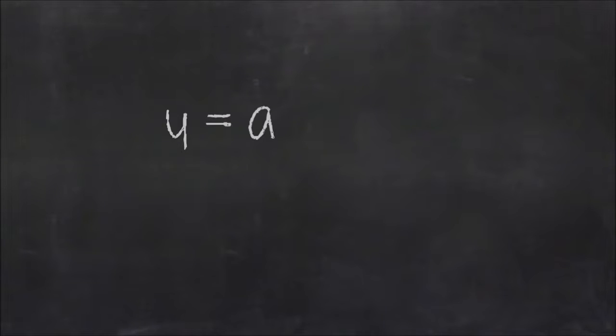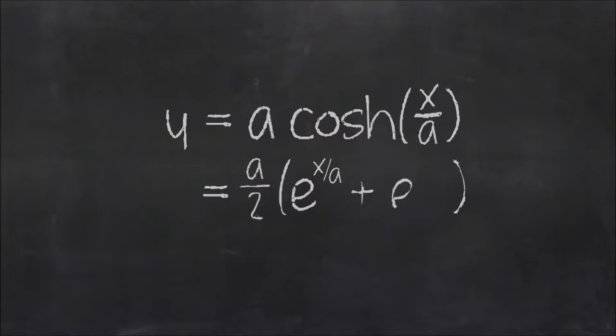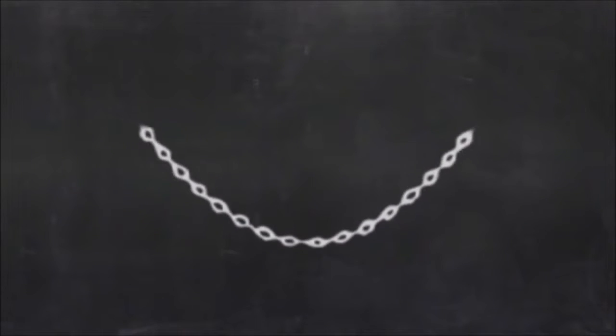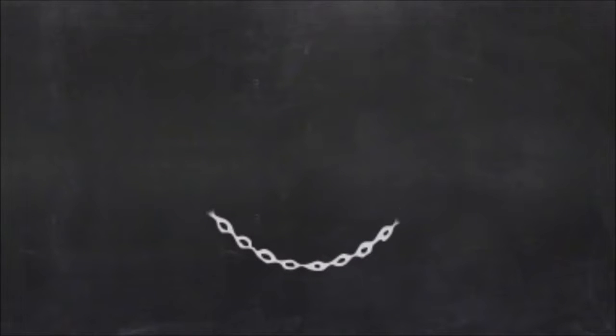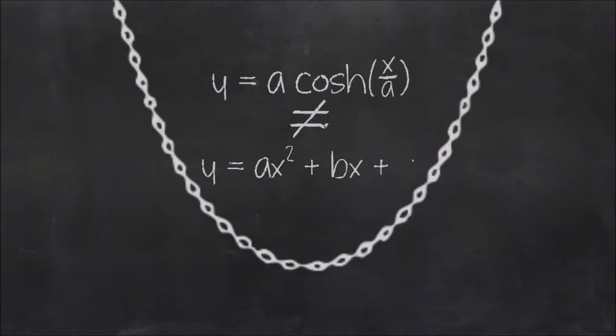It is y equals a cosh x over a. That's equal to a over 2 outside of e to the power x over a plus e to the power minus x over a. The curve changes as the distance between the 2 ends and the length of the chain changes, but they can be described with the same formula and are never parabolas.